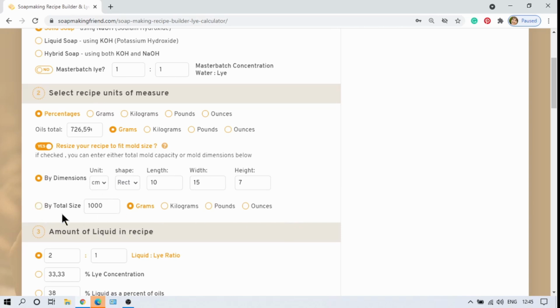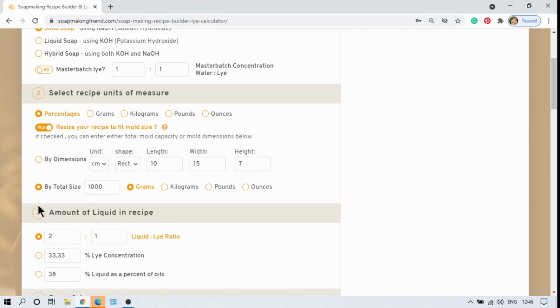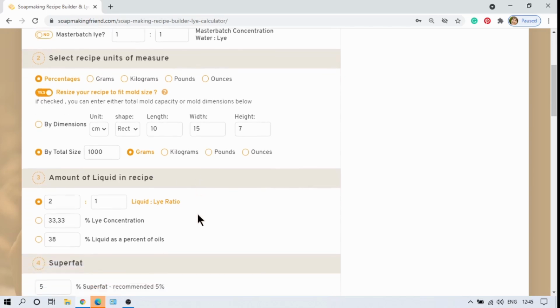If you know the total volume, for example, if I want to use a milk carton that's got 1000 milliliter volume, I can choose by total size. It's already 1000 for it's a 1 liter. So then it will calculate all my oils to fill a 1 liter size milk carton here. So let's just leave it on 1000 grams.